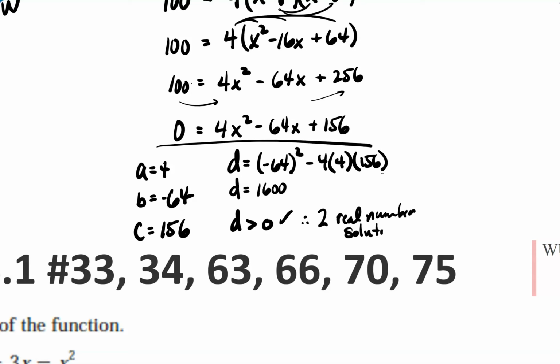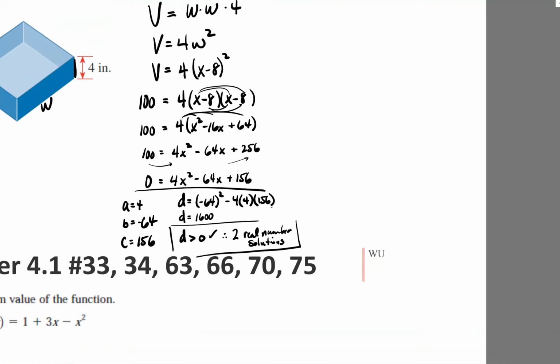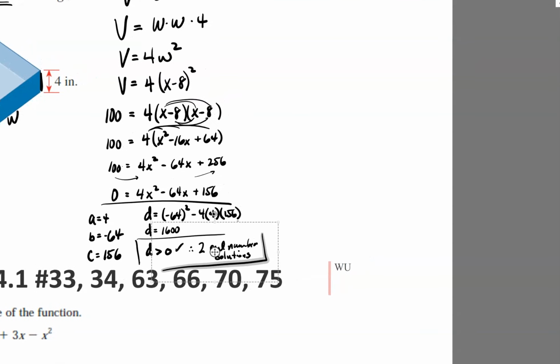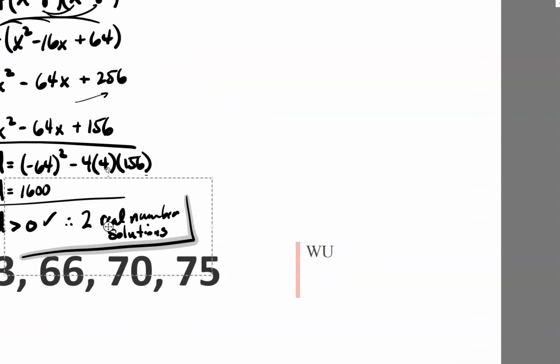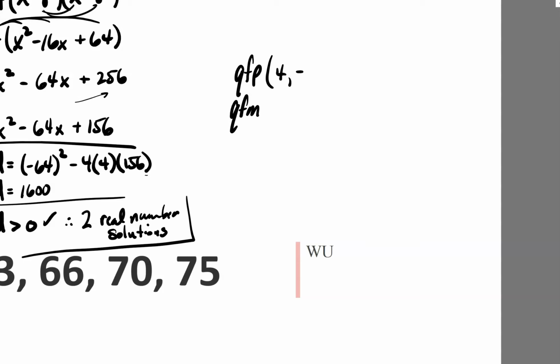So the math is going to lead us to believe that there are 2 solutions to this example, but both solutions might not be good in the real world. We'll just have to see what we get. So now that I know that there will be solutions, I feel pretty comfortable going to my quadratic formula program. So QFP and QFM. We'll use an a value of 4, a b value of negative 64, and a c value of 156 in both cases. And since we've programmed our calculators to do this math for us, then we can just enter the expressions as they are to see our 2 solutions.